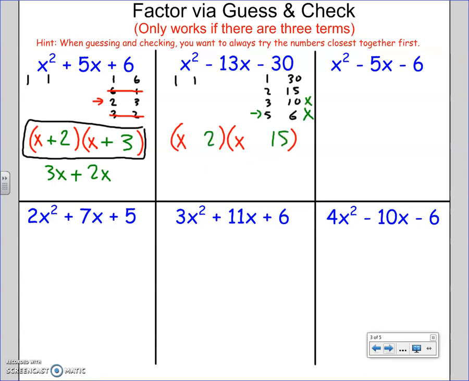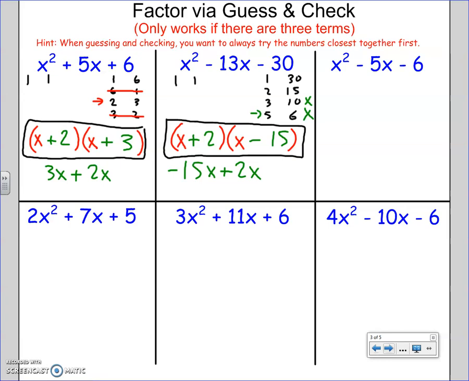Alright, I do the O. X times 15 is 15x. I do the I. 2 times x is 2x. Can 15x and 2x ever make 13x? Answer is yes, because 15 minus 2 is 13. Now I need a negative 13, so the bigger number, 15, has to be negative, and then the 2 has to be positive. Alright, the negative 15x comes from the second term, and then the positive 2 comes from this. I check the sign of L. Positive times negative is negative. Oh, it's matching, so we're good. So that is the correct answer there. Alright, so we're just guessing and checking, but this is the fastest method.